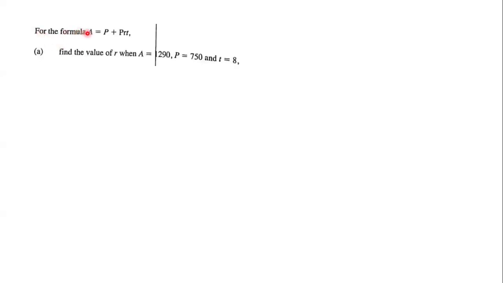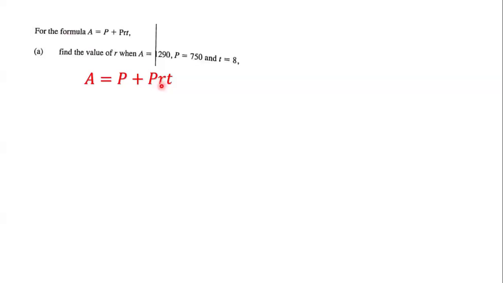For the formula A is equal to P plus PRT, find the value of R when A is equal to 1,290, P is equal to 750, and T is equal to 8. And so here we have this formula. Indeed, P is equal to 750. We have to determine what is the value of R.